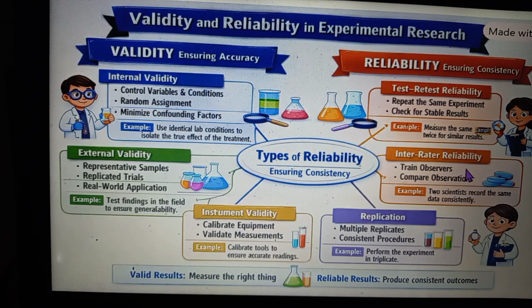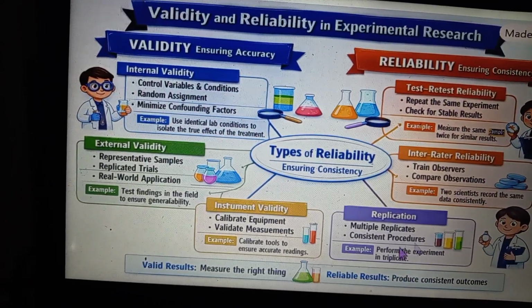Inter-rater reliability: you have to train the observers and compare the observations. For example, two scientists record the same data consistently. If there is a difference in their observations, it means there is a problem in inter-rater reliability. There is something wrong between the two scientists or the two subject experts, or maybe they have different levels of knowledge or in-depth information about the particular experiment. So you have to consider that.